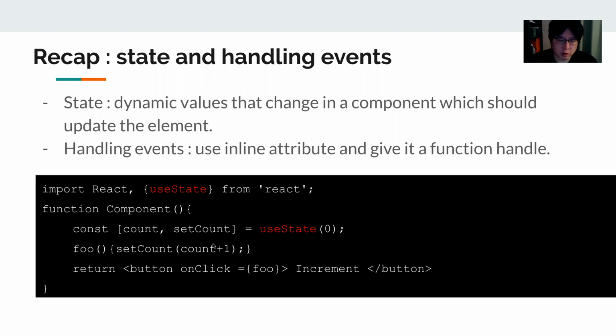The rendering function is basically this whole functional component. The return statement is simply returning JSX code, right? So it is supposed to return HTML elements, and that HTML element will be replaced with the component tag, and then will be used to render the HTML page. Handling events, you use the inline attributes and give it a function handle.